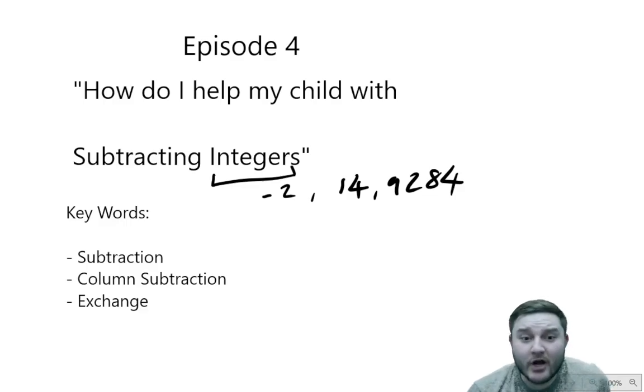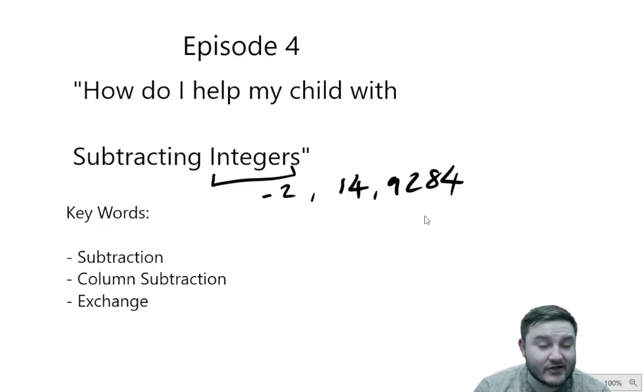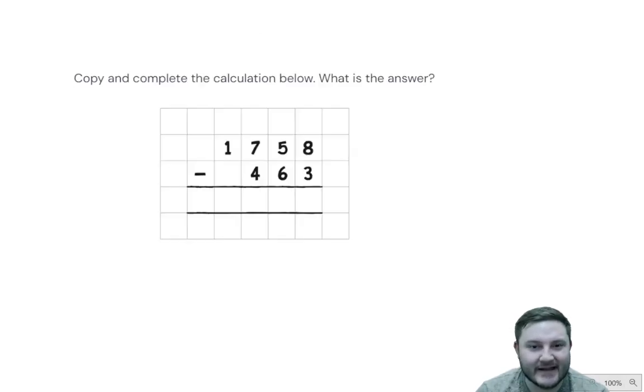Now, the most common method for subtracting is known as column subtraction. This method should be familiar to your child from primary school, but it is something that is heavily used at secondary school as well as the standard method for subtraction. So, the best way to demonstrate a column subtraction is to look at an example. So, let's look at one together.